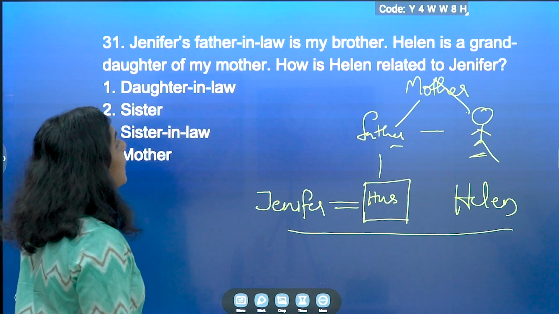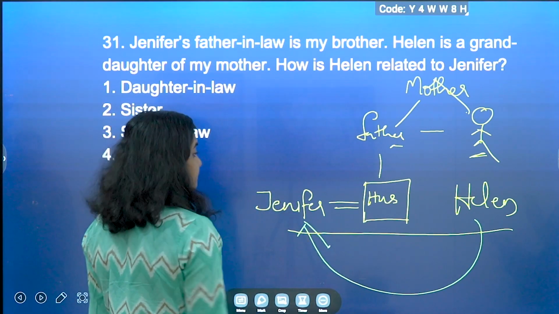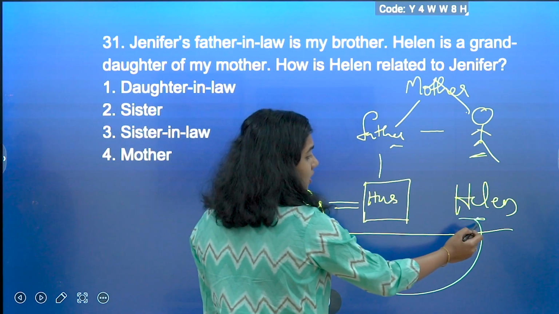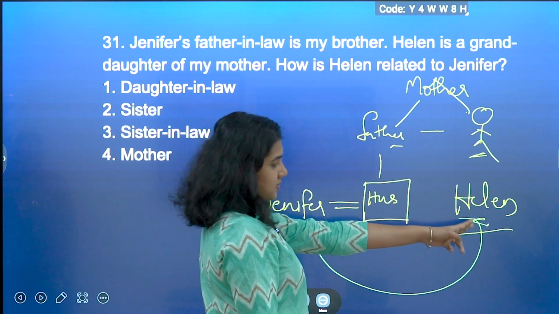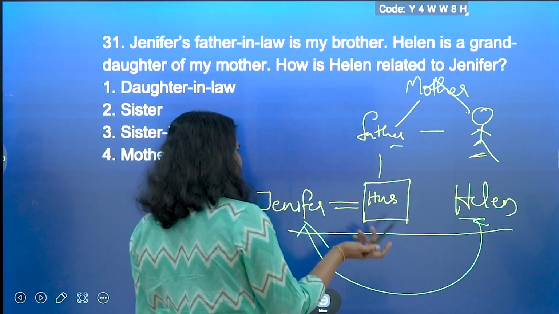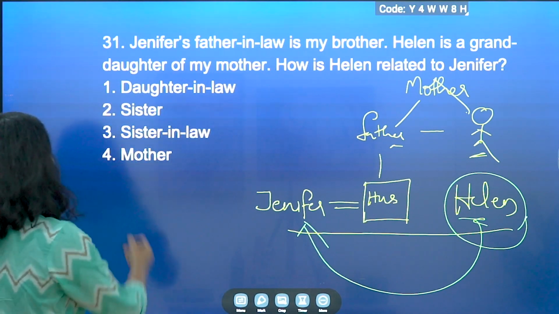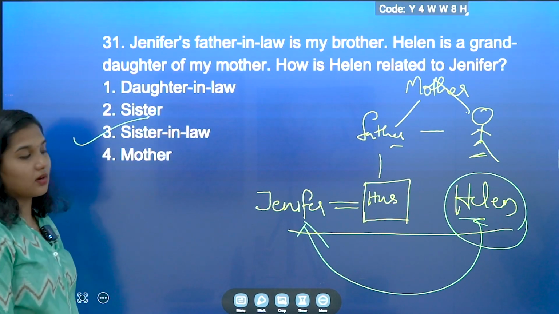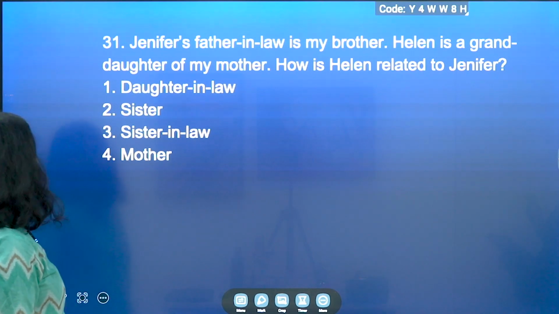Yeah, how is Helen related to Jenifer? That is what you have to find out. So anyway, she is either his direct sister or his cousin sister. That means she will be sister-in-law of Jenifer. So option 3 is the answer, sister-in-law of Jenifer. Okay, moving on to the next question.